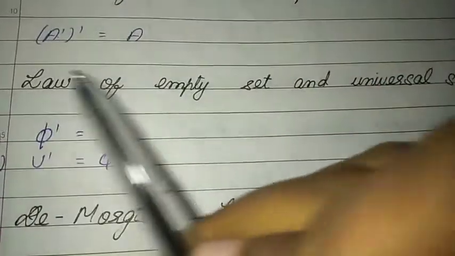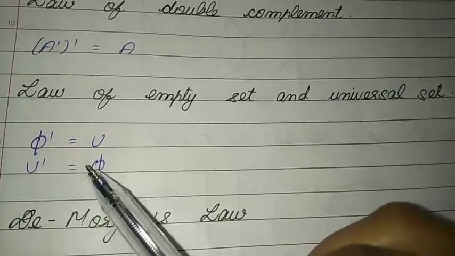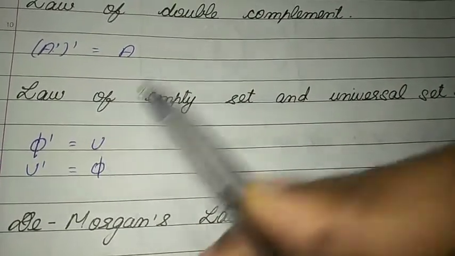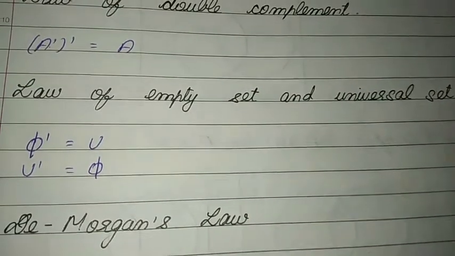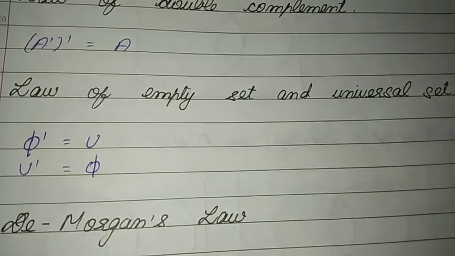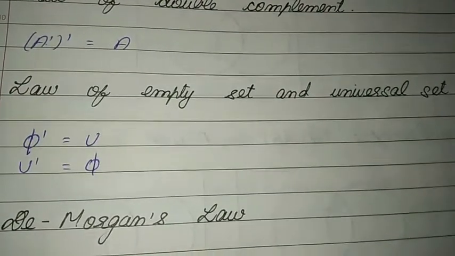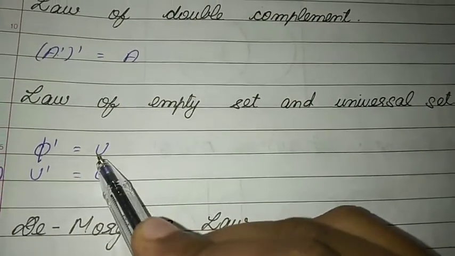Now, the law of empty set and universal set. For the empty set, that is φ dash is equal to U. φ means nothing. So nothing dash means nothing is there, so I have to change it. It means everything should be there, no? Just like that, I will have the universal set.